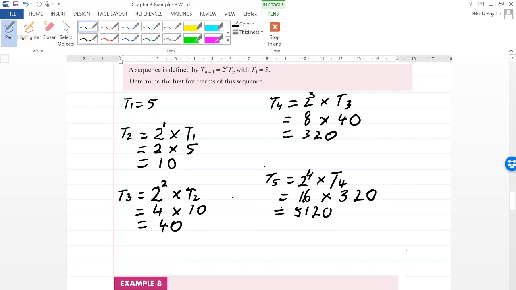5,120. And I just realized that we only needed to do the first 4 terms, okay? So technically the answers are 5, 10, 40, 320, but I've just given you the 5th term as a freebie, okay? All right, example 8.